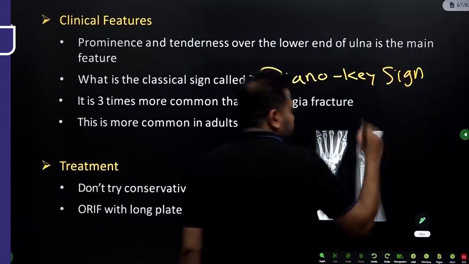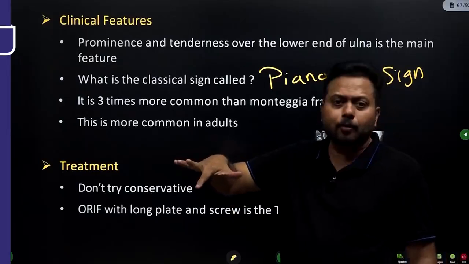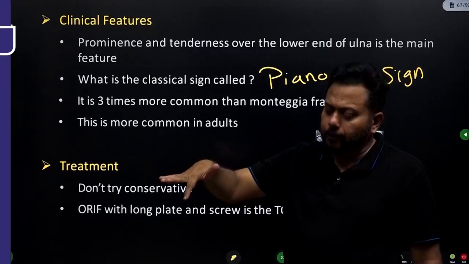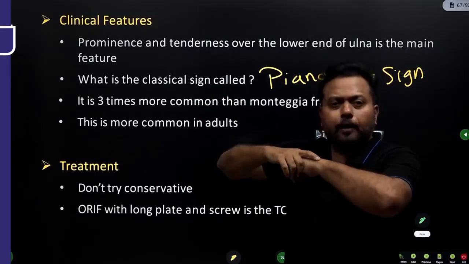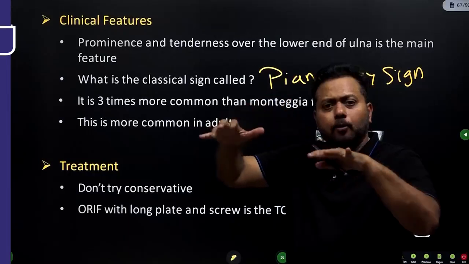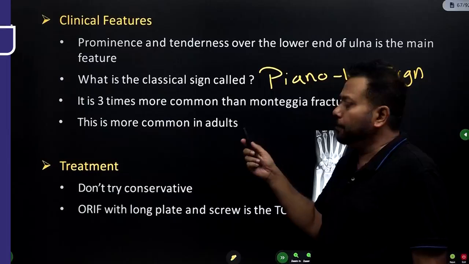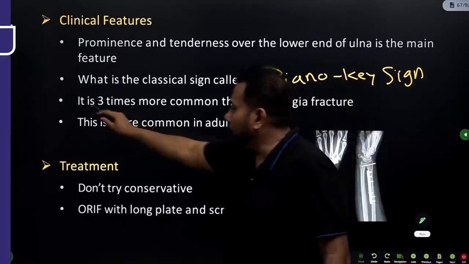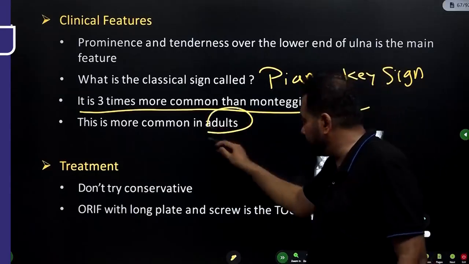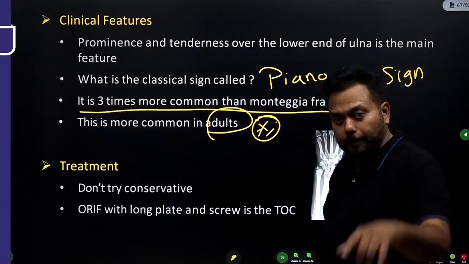This sign is called the piano key sign because we have seen piano players and keyboard players playing. When you press the keyboard key or piano key, it goes down. When you release, it comes up. Like that, when you press the distal end of the ulna, it goes down, and when you release, it comes up. Ballotable ulna like a piano key. This is three times more common than Monteggia's fracture. Galeazzi is more common in adults, Monteggia is more common in children.